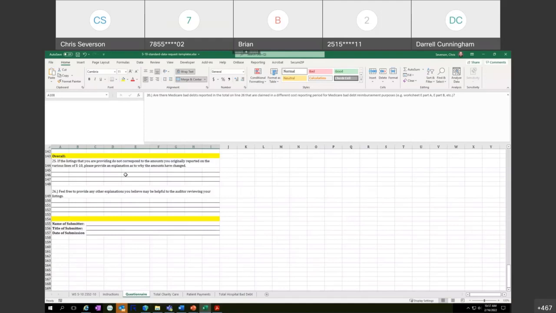And finally, just a couple of additional overall issues. If the listings do not correspond to the amounts you originally reported, let us know what changed and why it might have changed. Again, if you have an amendment, you can submit the revised listing. Just do it as soon as possible so they can start their audit with the proper data. Certainly before they do any sampling, we wouldn't be able to accept a revised listing after they start the sampling. And then any other explanations that you think might be helpful for the auditor.